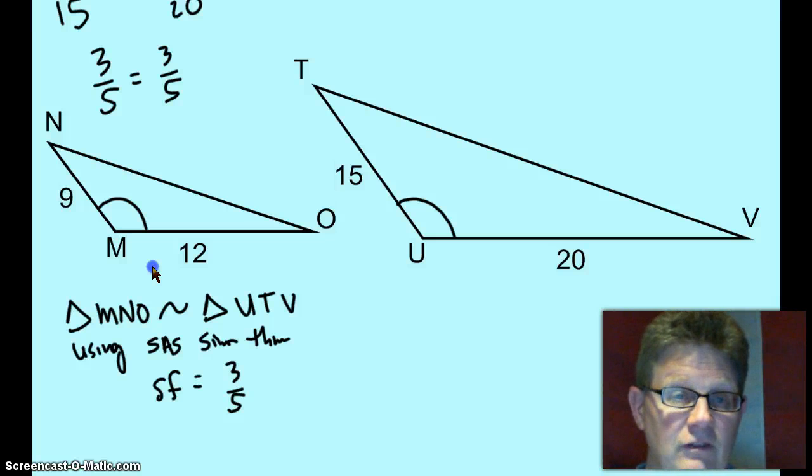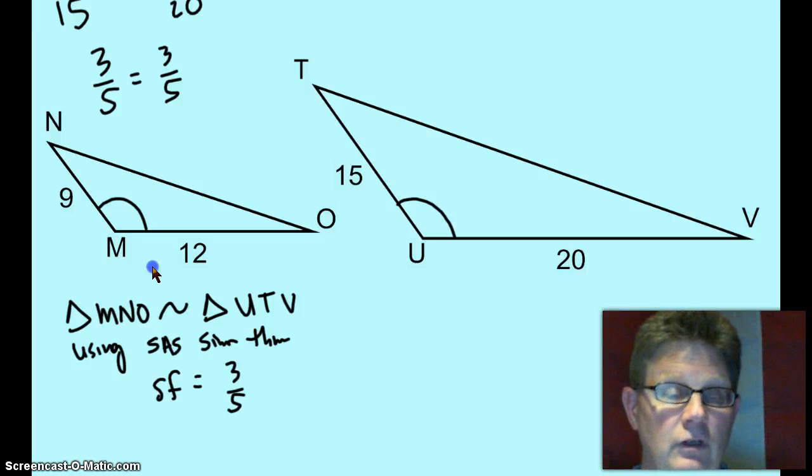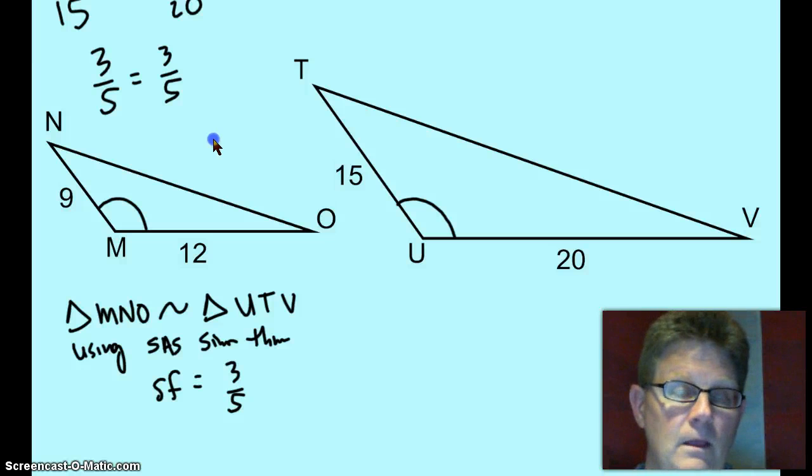In the side-side-side similarity theorem, if you can show that three sides of one triangle are proportional to three sides of another triangle, then the two triangles are similar. And with the side-angle-side similarity theorem, if we can find a pair of angles on two different triangles that are congruent, and the sides that surround those angles are proportional, then the triangles are similar using the side-angle-side similarity theorem. This does conclude lessons 6.4 and 6.5, proving triangles similar.